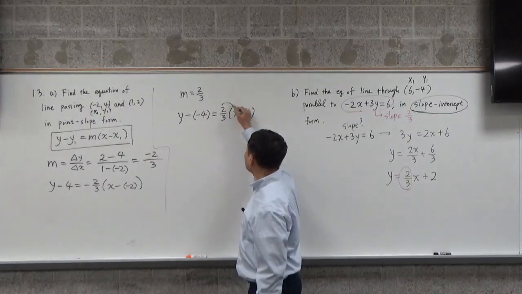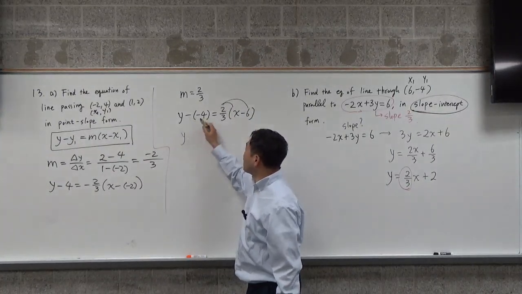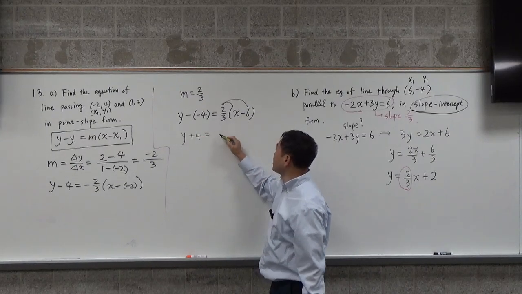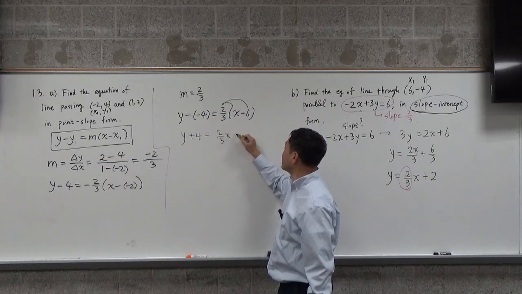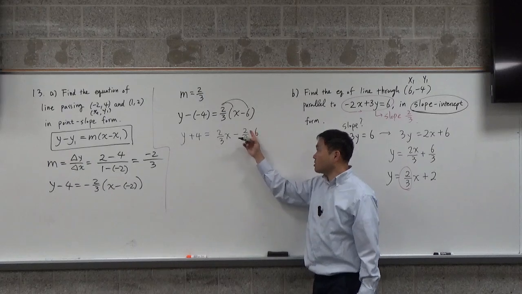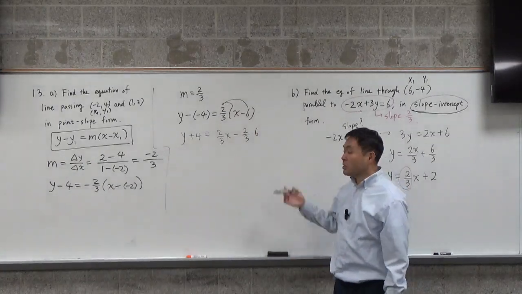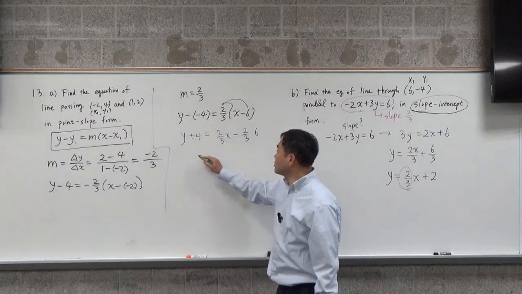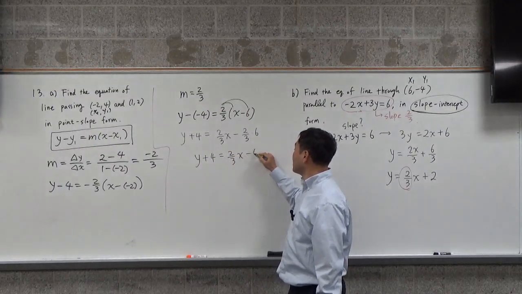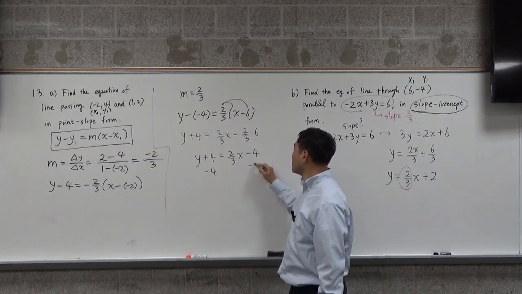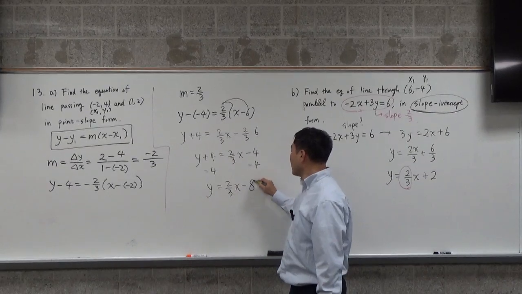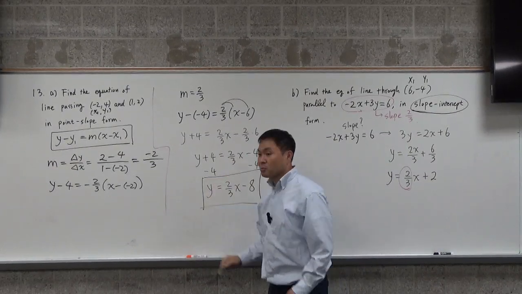All right. So let's multiply this out. y plus 4 is what you get here. And then 2/3 times x is just 2/3 times x, minus 2/3 times 6. What's 6 times 2? 12 divided by 3. That's 4, right? So you have y plus 4 equals 2/3 x minus 4. And then you subtract 4 from both sides, and you get y equals 2/3 x minus 8 as the answer for part B.